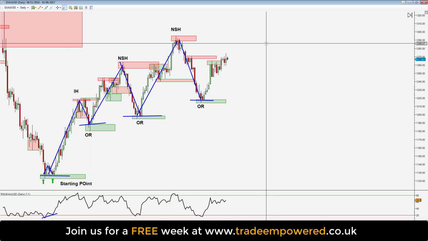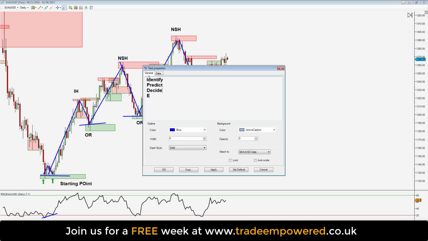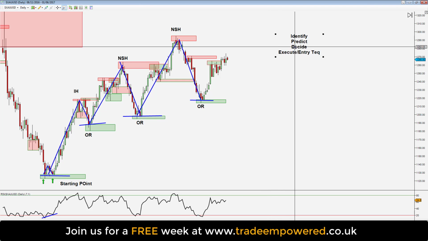Our IPDE process, so IPDE is identify, predict, decide, and execute, or entry technique. Okay, so this is the process we're going through.